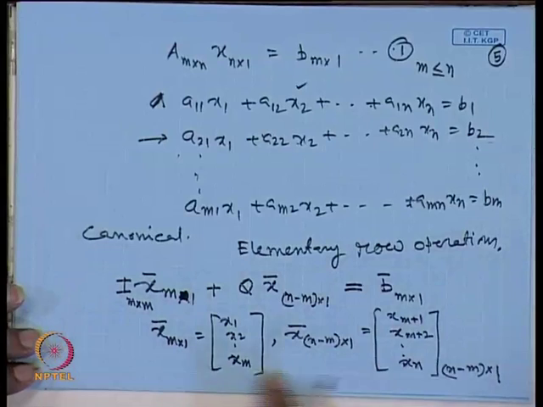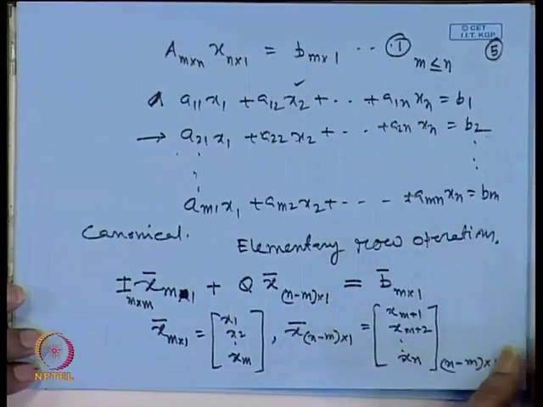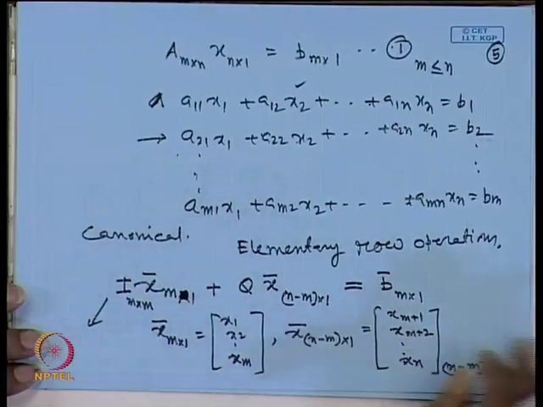So, I can write it in this form, and this representation is called the canonical form representation. Once you get this canonical form, you see we have n variables but only m equations. So, you can get an infinite number of solutions. Let us see how we get the infinite number of solutions.